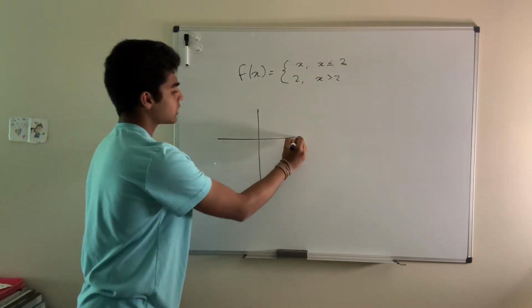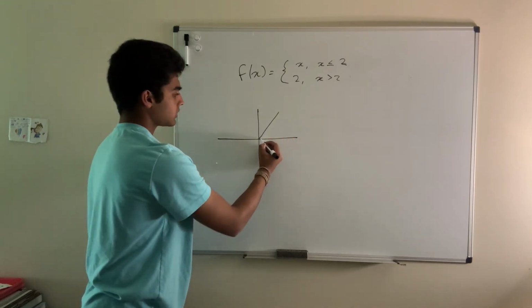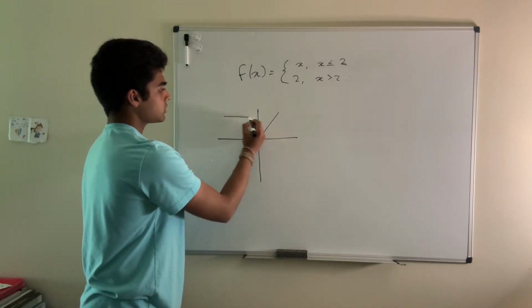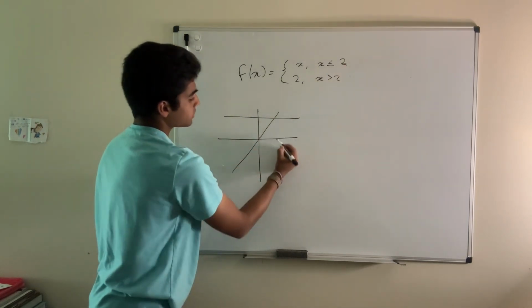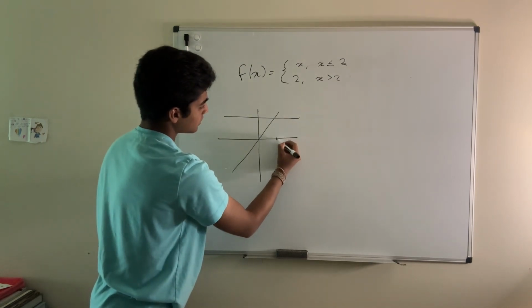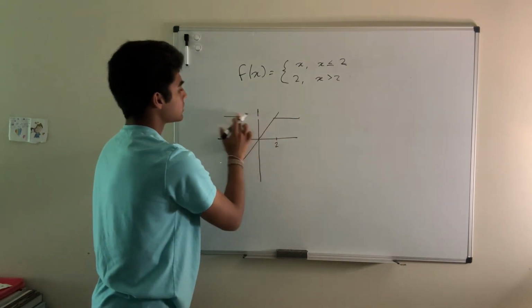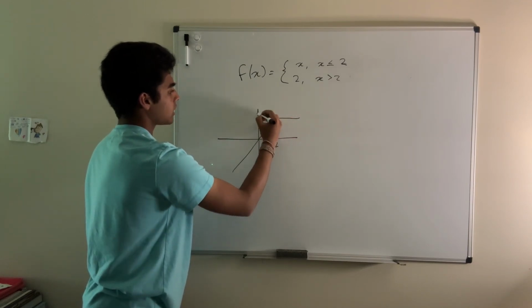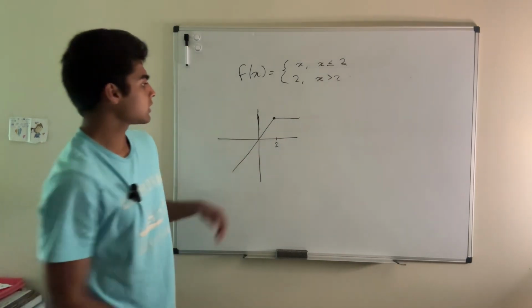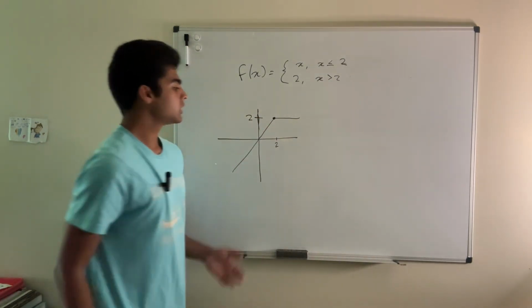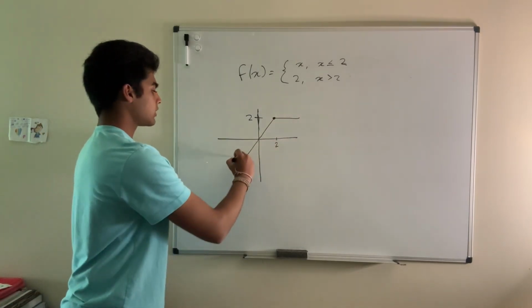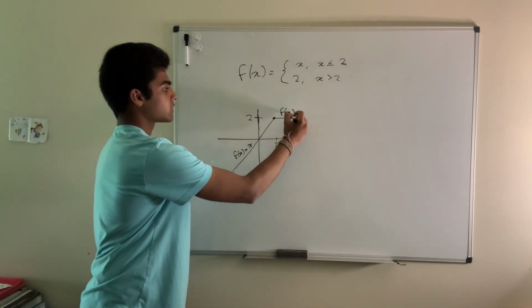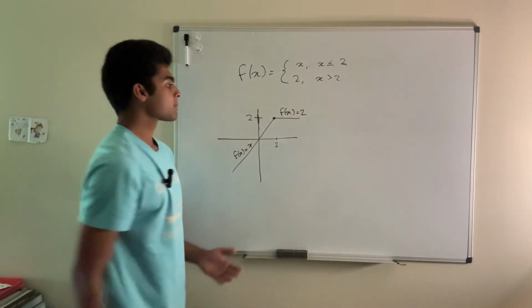So same thing, let's make our graph. This would look like this, and I'm just going to freehand it for now here. And then we'll say that x equals 2 is right here. So this is x equals 2. So then this is what our graph would look like. Okay, and this y value right here is 2. So this is our f of x equals x, and this is our f of x equals 2.